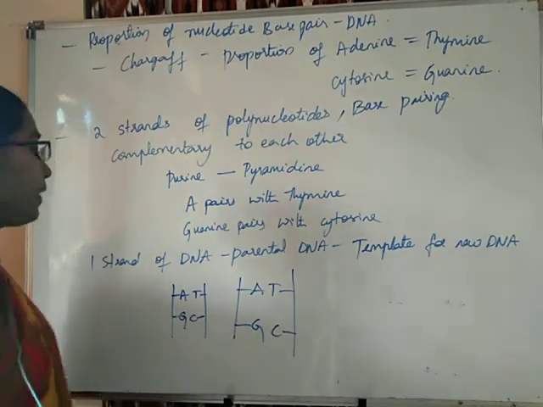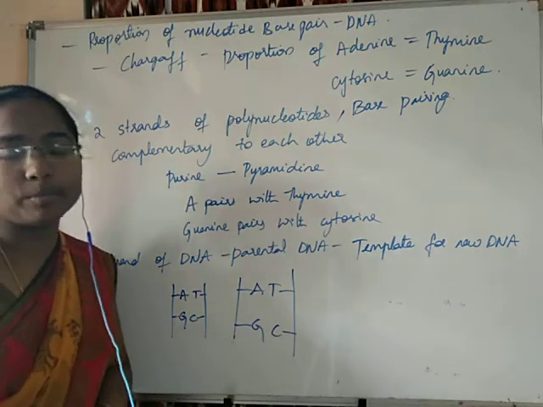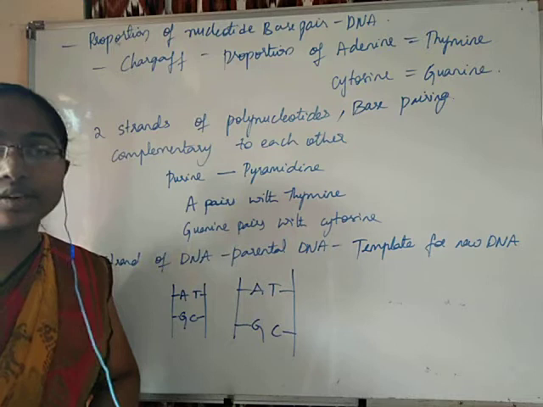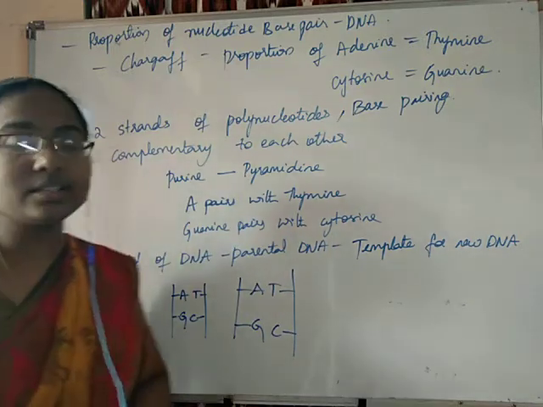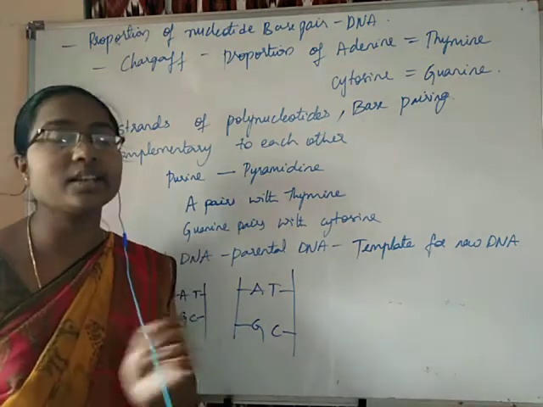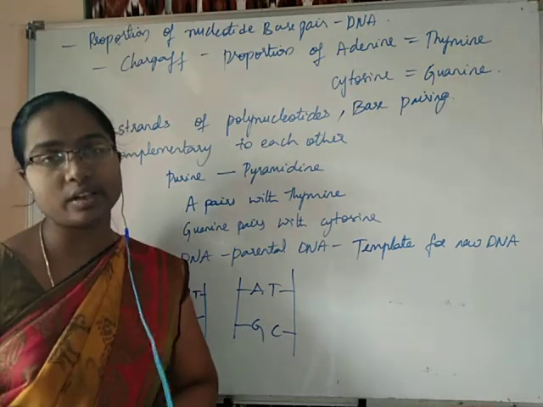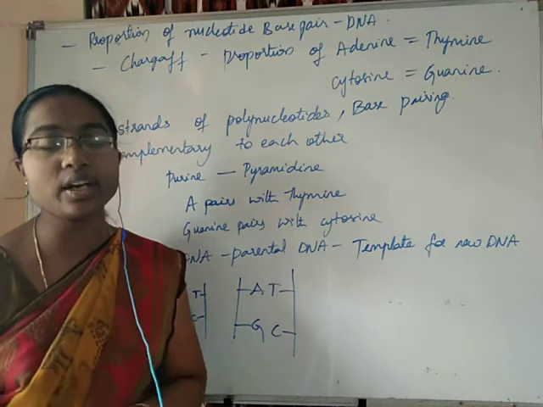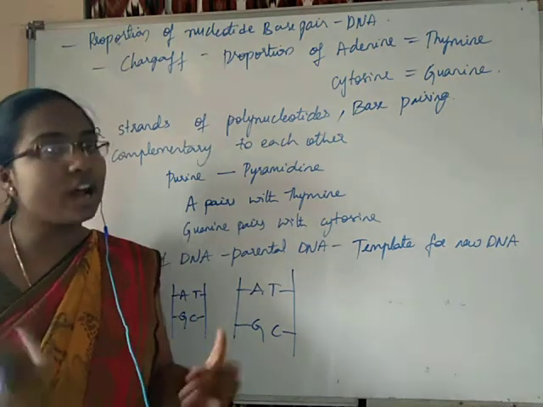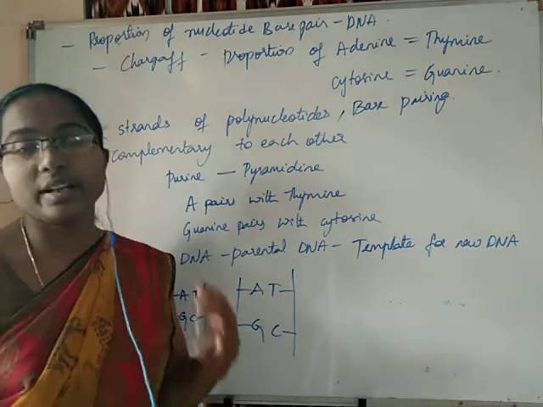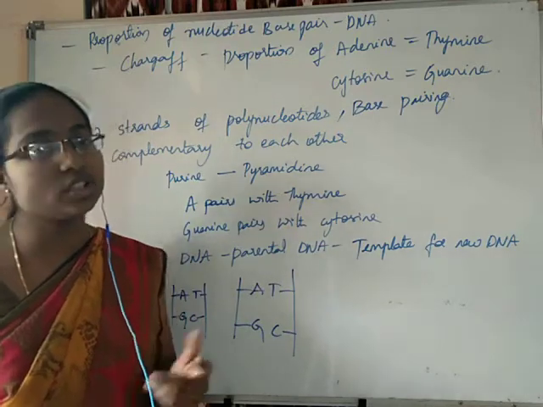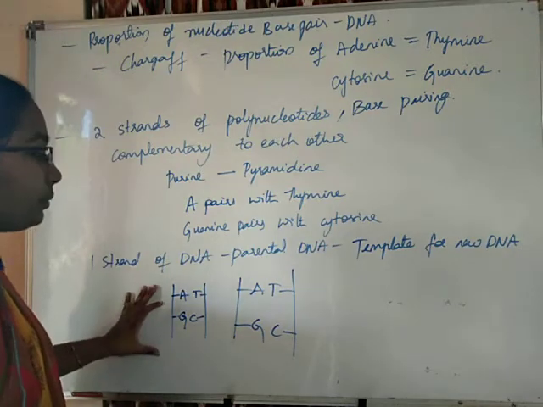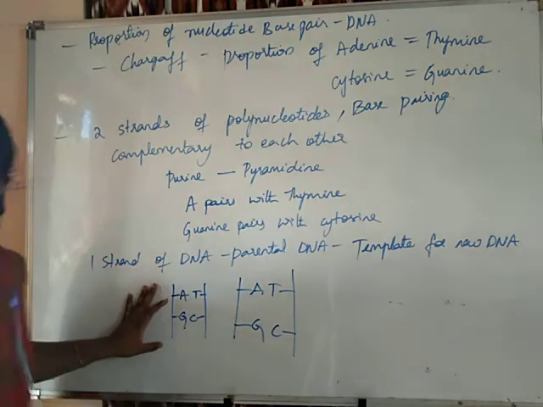In this way, base pairing between the two strands of DNA is important in the conservation of DNA, and this is the reason behind the genetic basis of inheritance. Because the DNA is not changing, it is just passing on and getting multiplied in the same way. So that is the importance of these complementary strands of DNA.